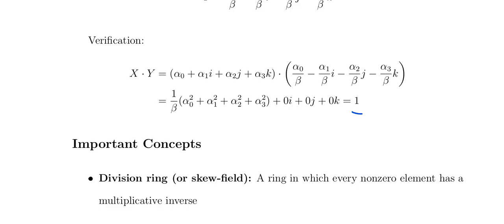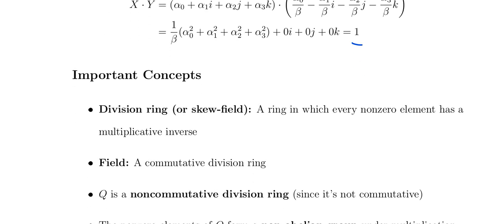So this is the example for the division ring. The quaternion ring is defined as a division ring. Division ring means a ring in which every non-zero element has a multiplicative inverse.